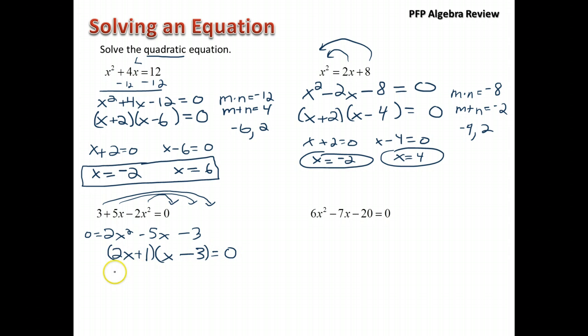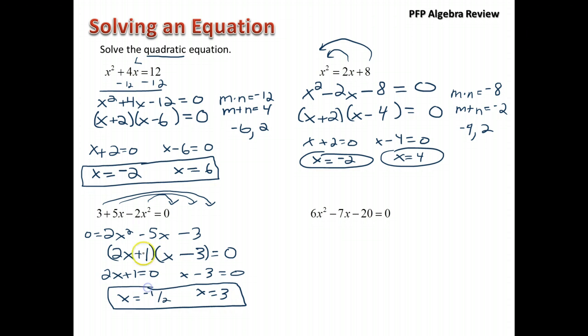So either 2x plus 1 is 0, or x minus 3 is 0. Subtract the 1, divide by the 2. Here x is negative 1/2. Here x is 3. These are the two values that make that equation true.